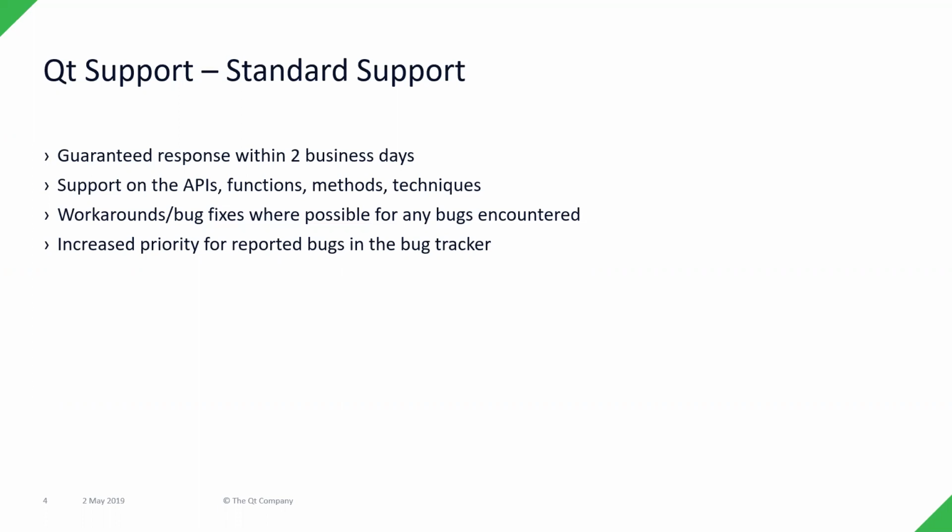We have a very high percentage rate on that, so we're doing pretty well. And then anything that we're unable to find a solution for, or that is still a bug in Qt, will be reported in our public bug tracker, and those bugs will be marked as being from a customer, so that gives them an increased visibility, and also it means that they have a higher priority for those bugs in the bug tracker.